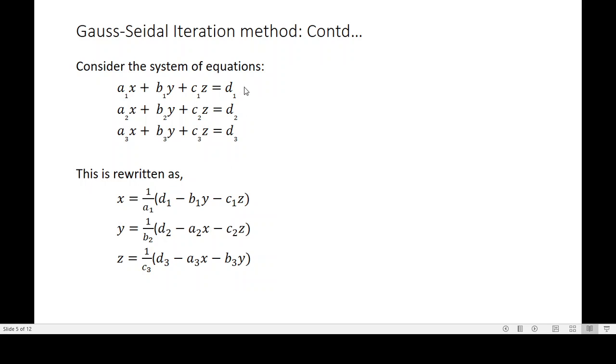Now, observe, if a1, b2, c3 are large as compared to other coefficients, then we use Gauss Seidal iteration method and we rewrite the equations in this form. Otherwise, we interchange the equations and see that these diagonal elements are large as compared to the other coefficients. Now we begin with the initial approximation x0, y0, z0. That is, x is equal to x0, y is equal to y0, and z is equal to z0.